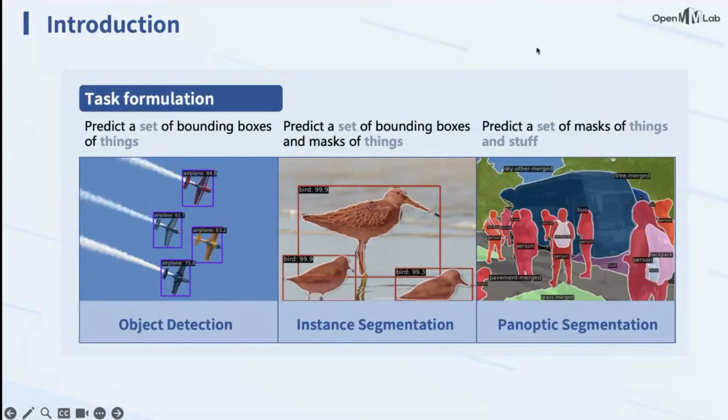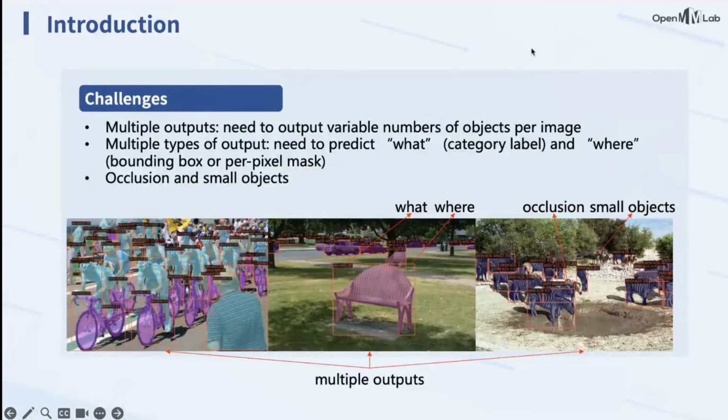The challenges of object detection include that you need to output variable numbers of objects per image. Also, it needs to predict what and where in the image. It will also face occlusions and many small objects in the image.